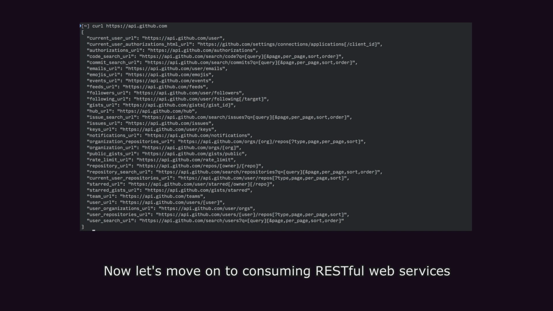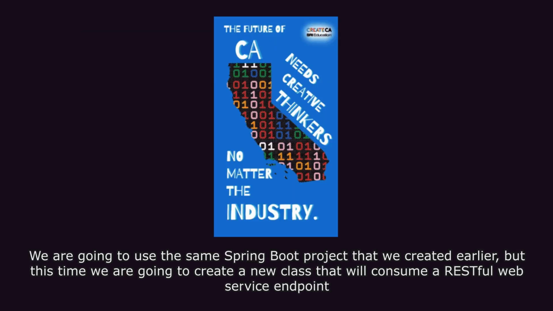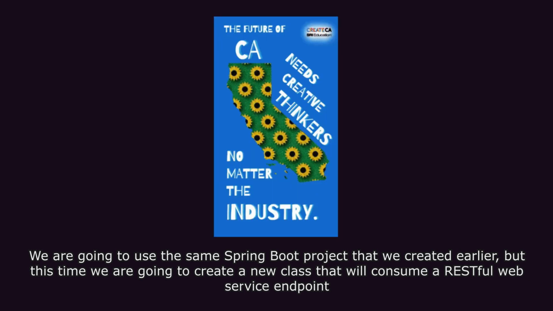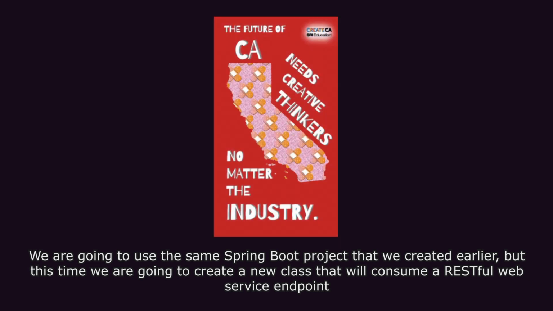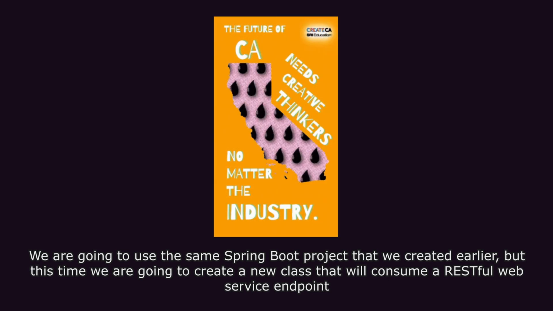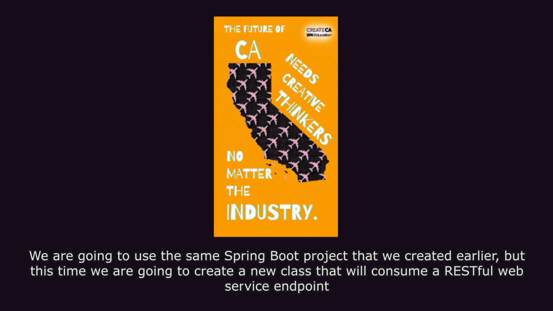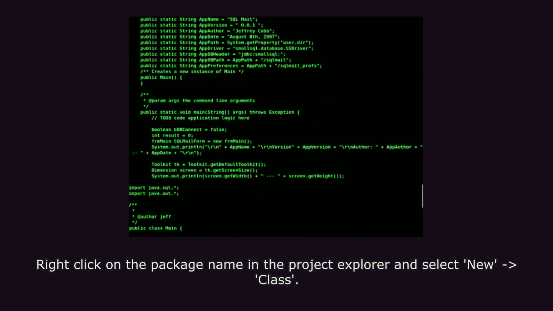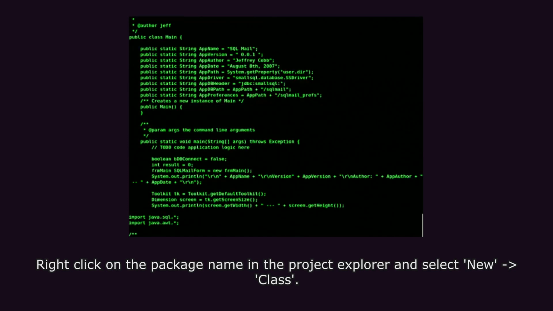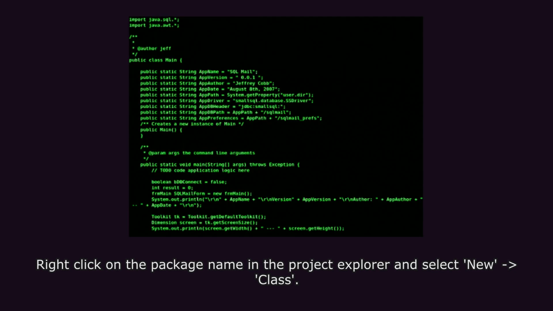Now let's move on to consuming RESTful web services. We are going to use the same Spring Boot project that we created earlier, but this time we are going to create a new class that will consume a RESTful web service endpoint. Right-click on the package name in the Project Explorer and select New Class.